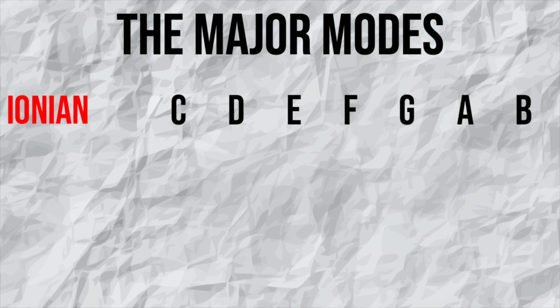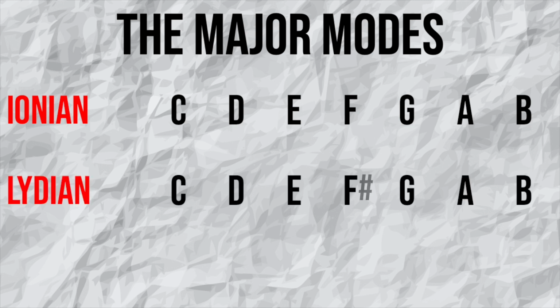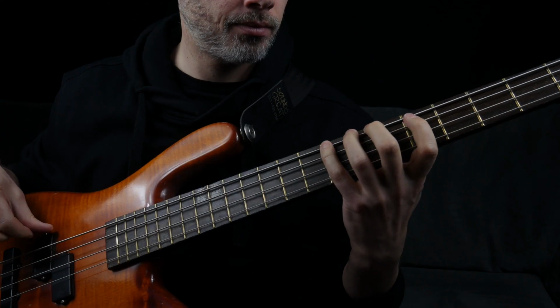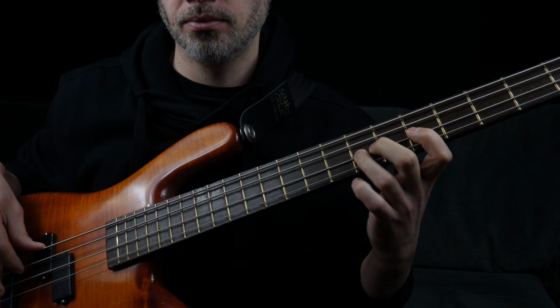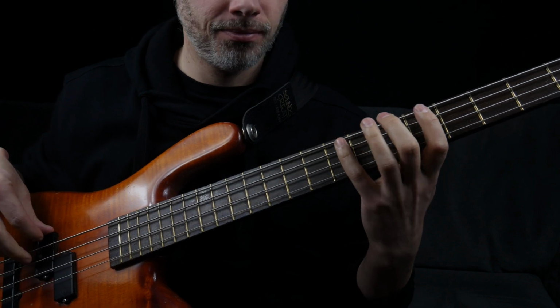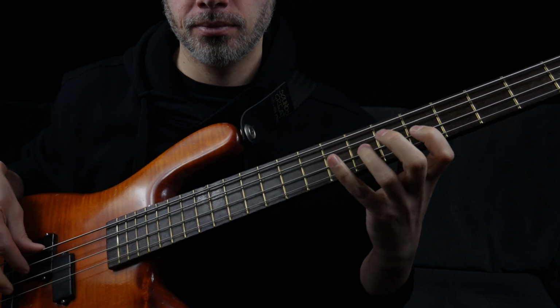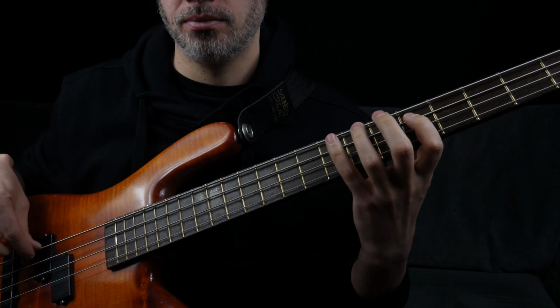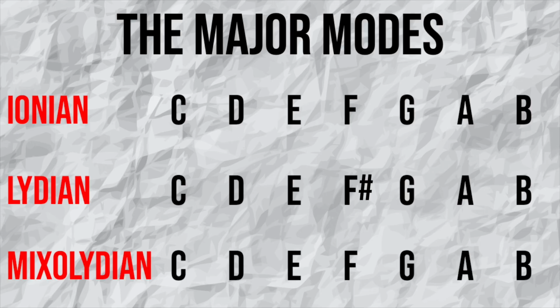The characteristic note of Lydian is the sharp 4. This is the only note different from the Ionian or major scale. For the Mixolydian, it's the flat 7 that makes it unique.